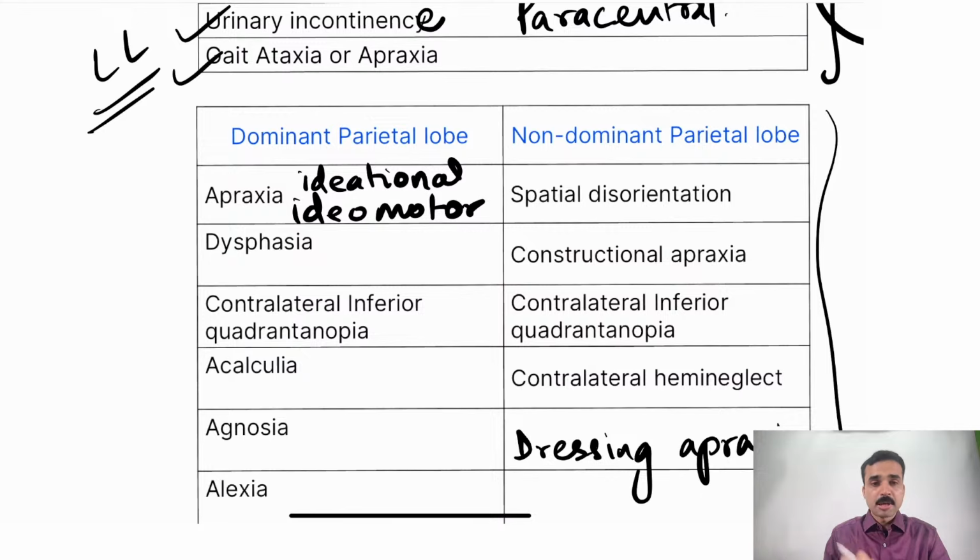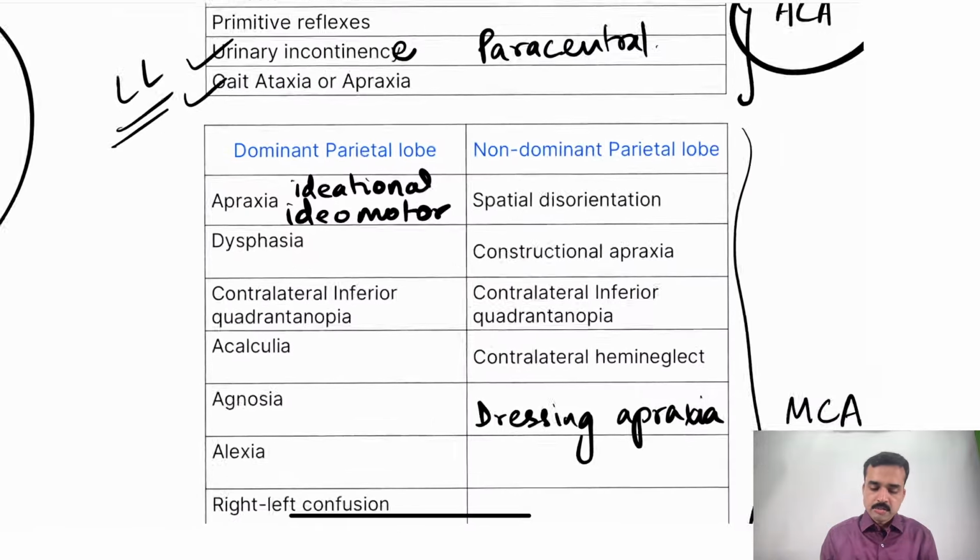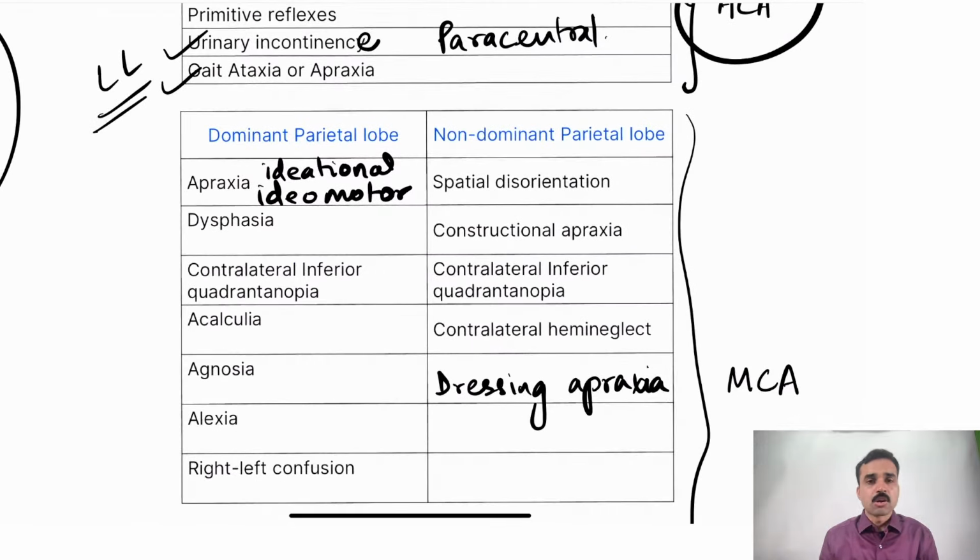So apraxia, dominant parietal lobe lesion. This is a PYQ. The two types of apraxias that are not dominant parietal lobe, they are non-dominant parietal lobe, are constructional apraxia and dressing apraxia. Potential PYQs: if they ask which of the following is not because of a dominant parietal lobe lesion, dressing apraxia and constructional apraxia would be the answers. Otherwise, all the others, buccofacial apraxia, limb kinetic apraxia, ideational apraxia, ideomotor apraxia, are dominant lobe.